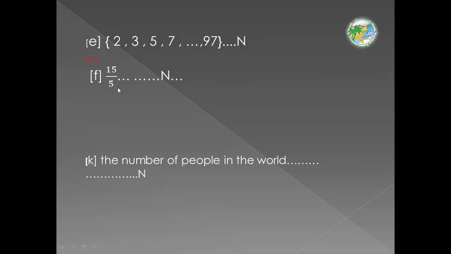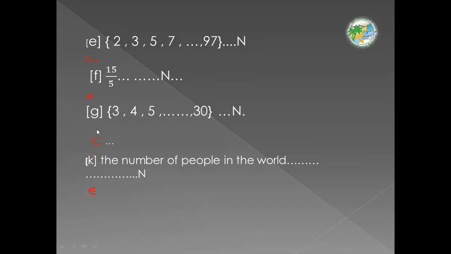15 over 5 equals 3. Is 3 a set or an element? Element. Then we choose belong. Fine. Now {3, 4, 5, and 30}. Ask yourself, is this a set or an element? A set of numbers. Then we choose subset or not subset, belong or doesn't belong.